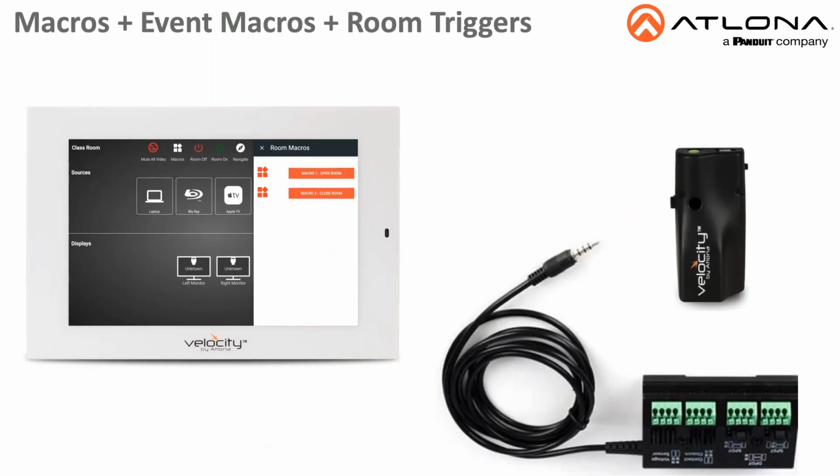And finally, for automation, we'll cover room triggers. A room trigger is a variation of an event macro. Event macros are triggered by the system, and these room triggers are triggered by the system listening to messages that are coming from a device that is configured in the room. By utilizing a VCC, or Velocity Control Converter, the gateway can trigger a macro from something as simple as the open and close state of a relay.